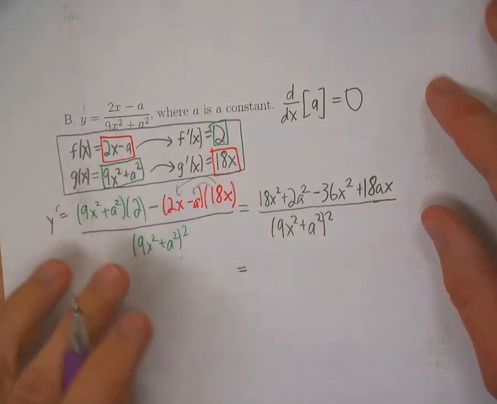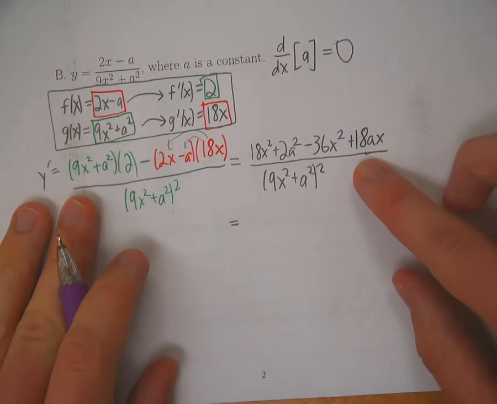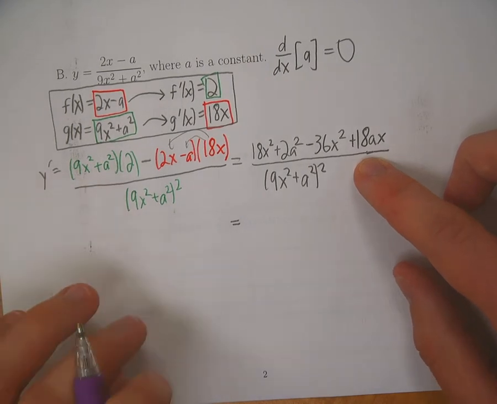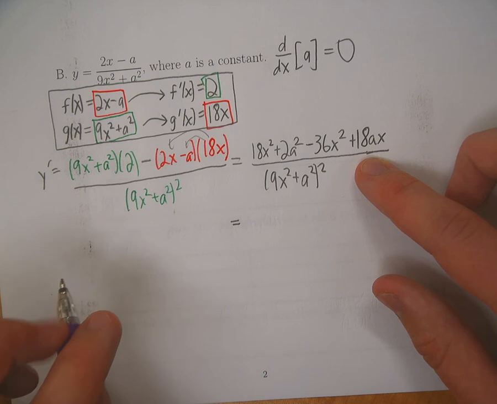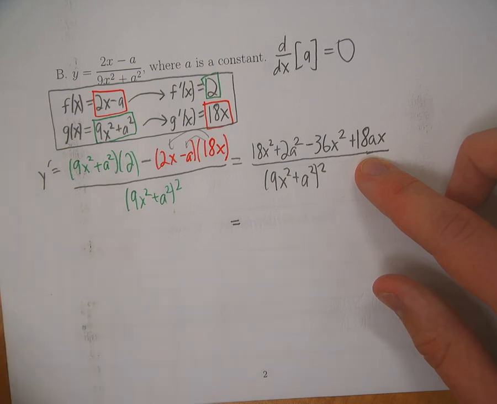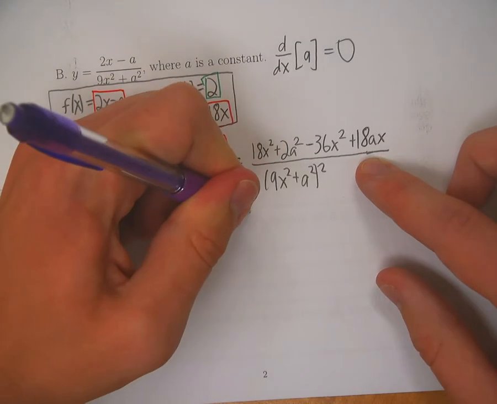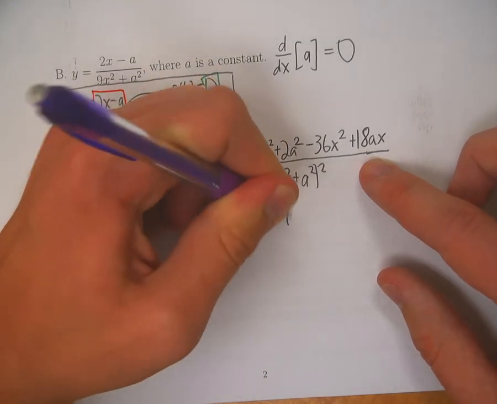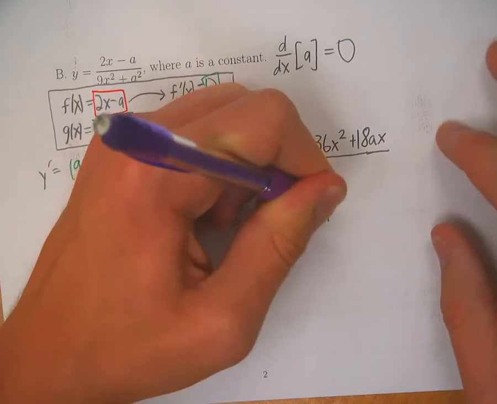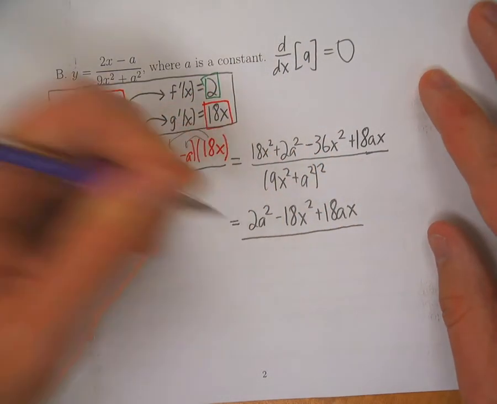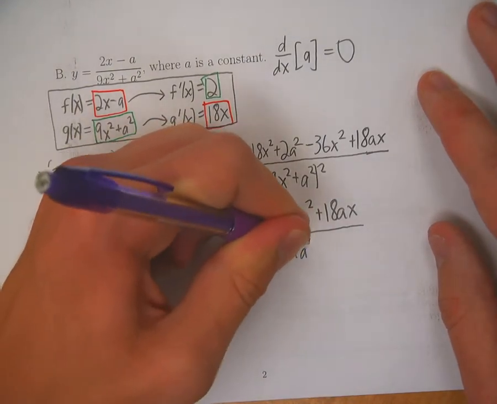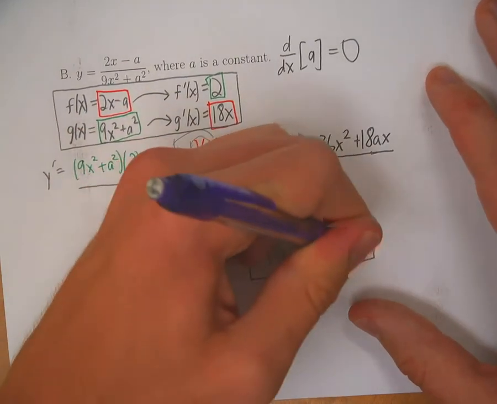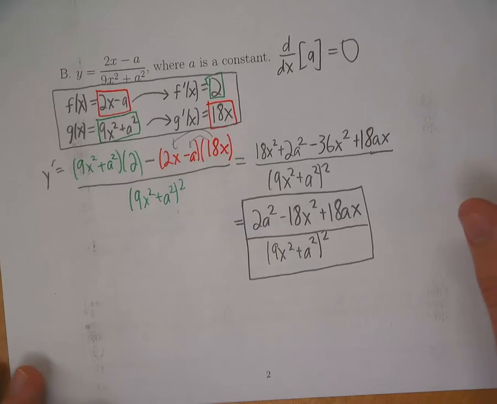So then, as a result, what does the numerator simplify to if we add as many common terms as we can? Yep. 2a squared minus 18x squared plus 18ax. Okay? And at this point, that's about as much as we can do, so let's just leave that as is. So in this case, this would be your final answer.